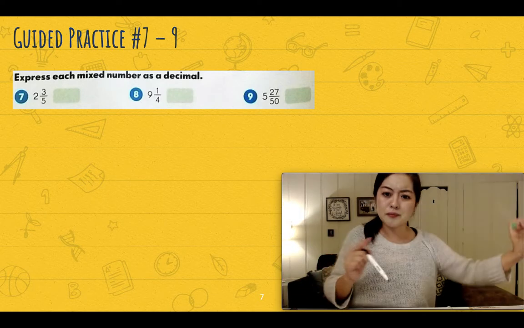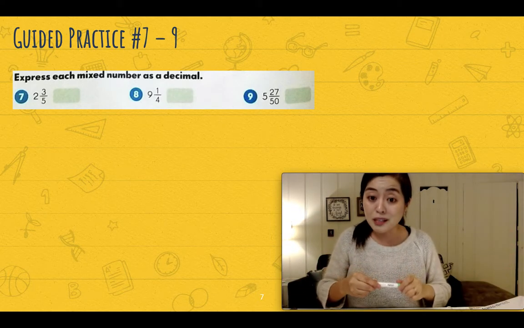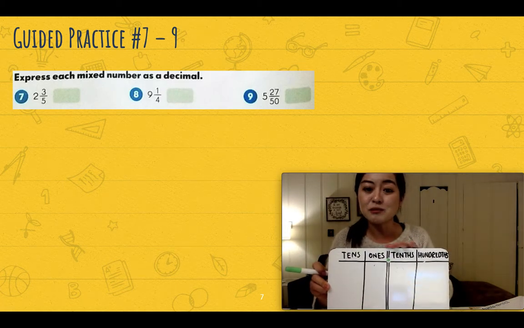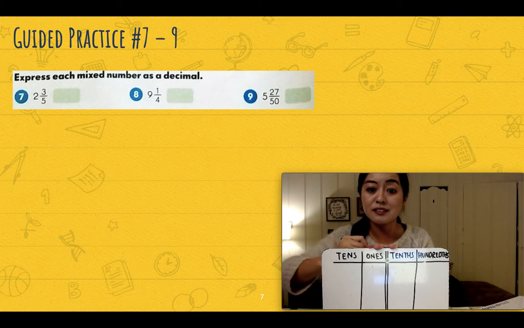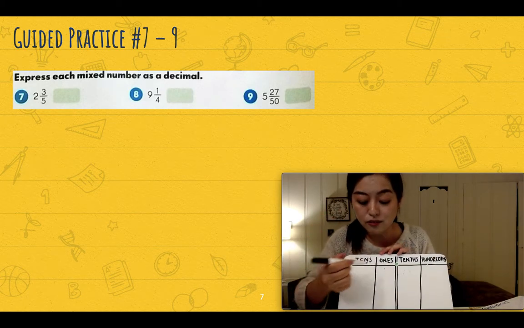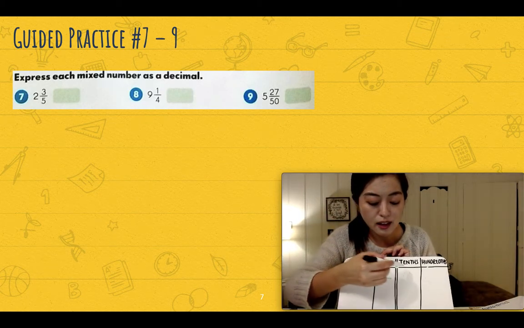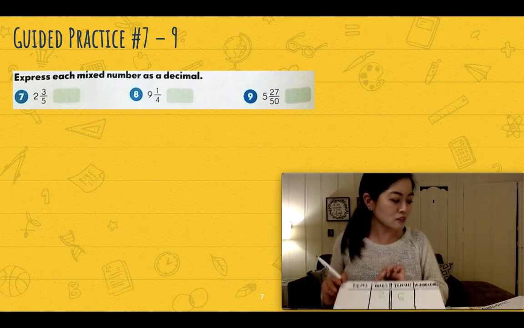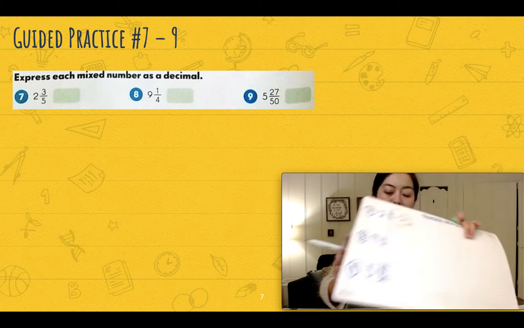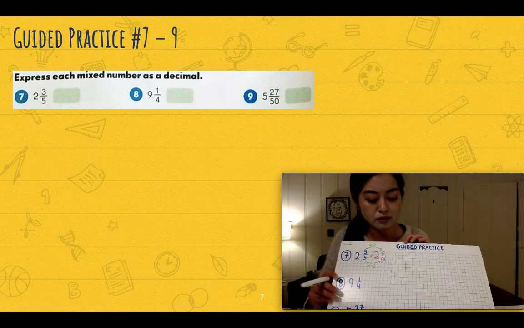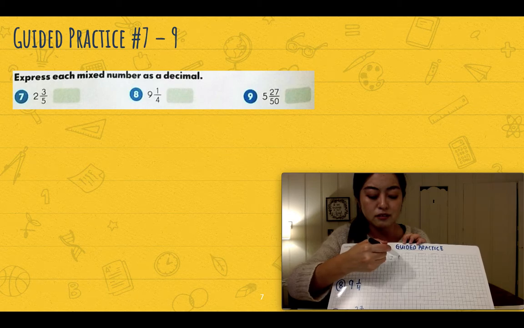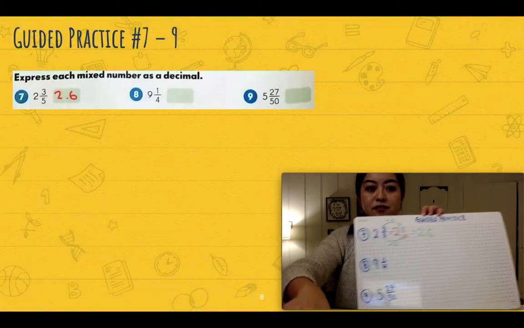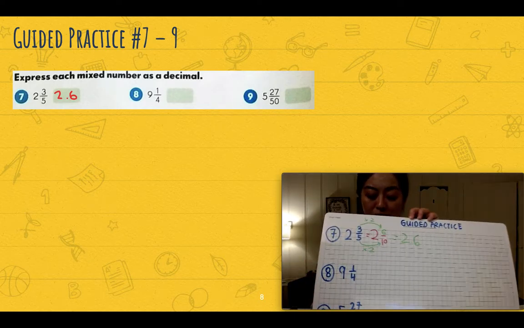So, I know how to say it, which means I know how to write it in my place value chart. Okay, so I'm going to write 2 and 6/10 in my place value chart. So 2 and 6/10. So what's my decimal? My decimal here becomes 2.6. Ta-da!